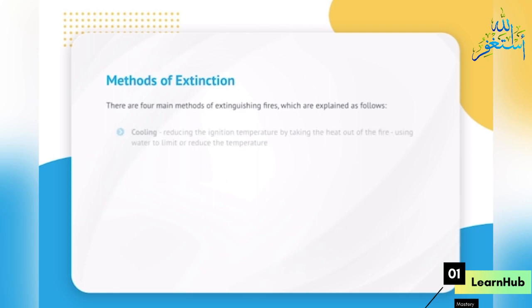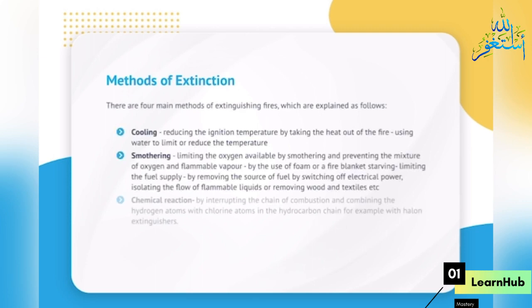Methods of extinction. There are four main methods of extinguishing fires, which are explained as follows. Cooling, reducing the ignition temperature by taking the heat out of the fire, using water to limit or reduce the temperature. Smothering, limiting the oxygen available by smothering and preventing the mixture of oxygen and flammable vapor, by the use of foam or a fire blanket.